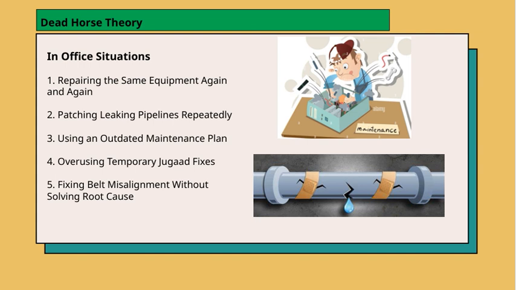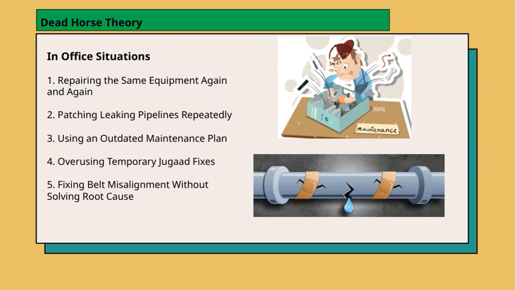Using outdated maintenance plans is another common pitfall. Relying on old strategies can lead us to keep doing the same ineffective work, wasting time and resources. It's crucial to update and adapt our plans to prevent recurring issues. Overusing temporary jugaad fixes is also a typical scenario. While they might seem like quick solutions, they often hide deeper problems and prevent us from finding permanent solutions.